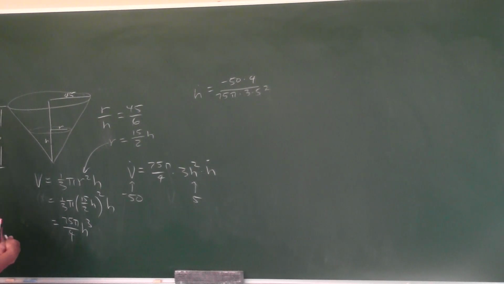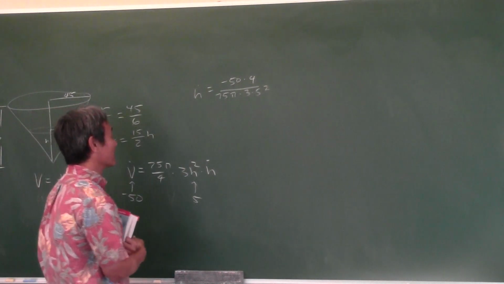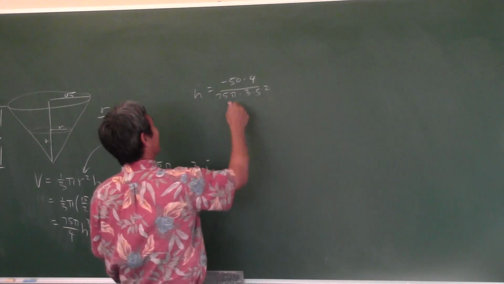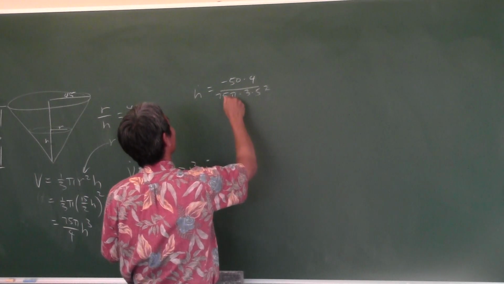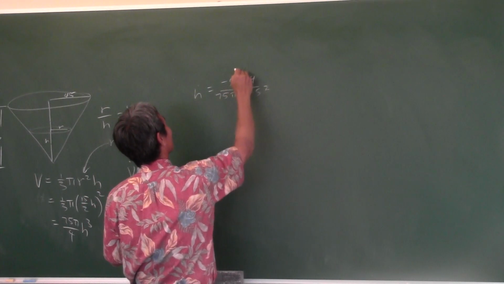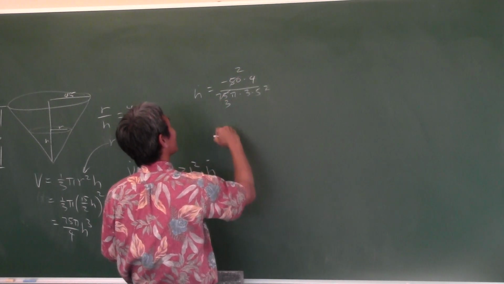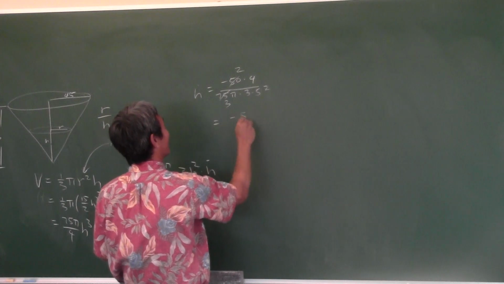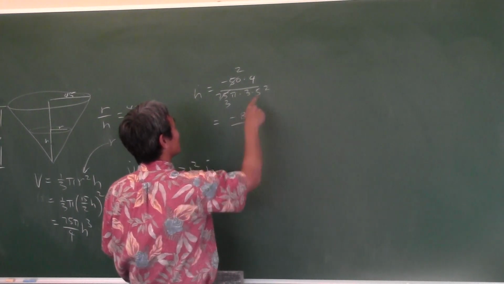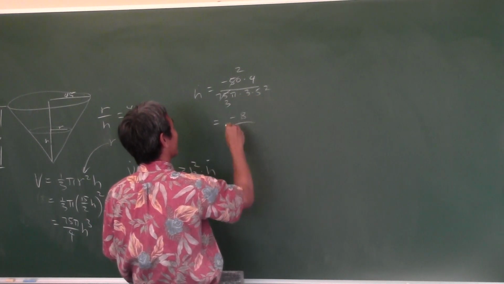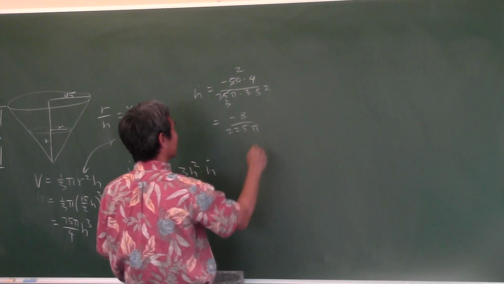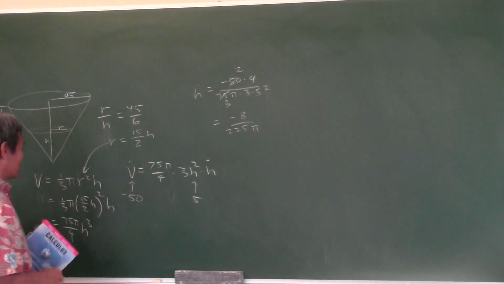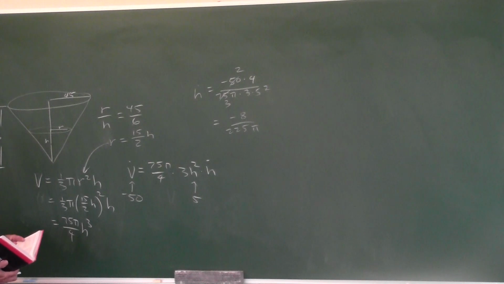We are expected to reduce fractions. What number can go into both 50 and 75? 25. 25 goes into 50 twice, and into 75 three times, and that's it. So negative 8 over, what's 25 times 9? 225, right? 225 pi. And what are the units in this problem? Let's read. Meters per minute.